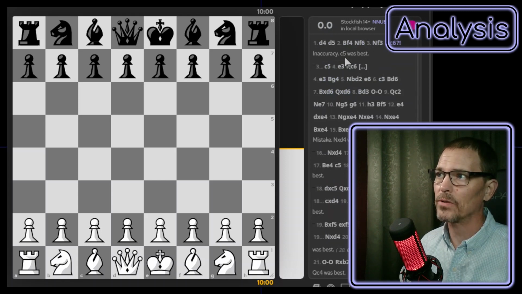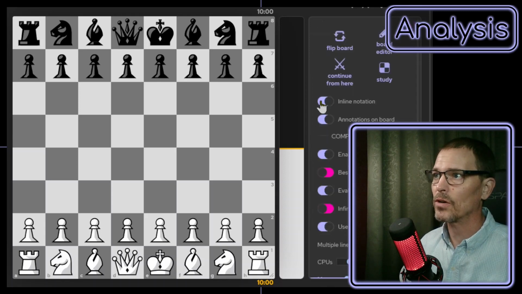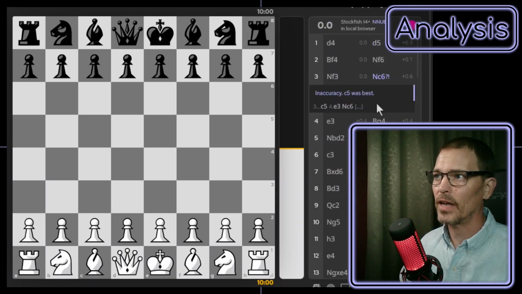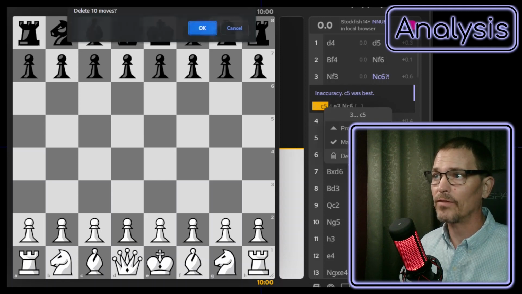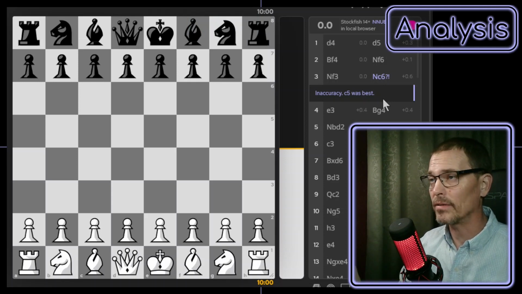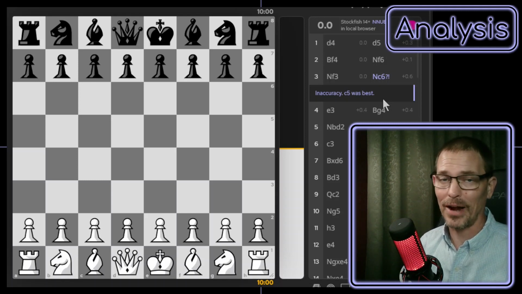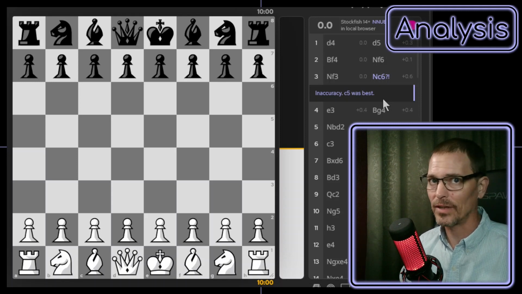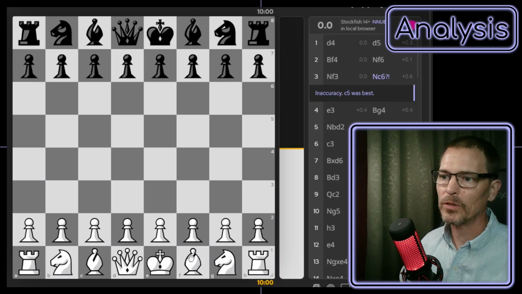And it still says Inaccuracy, C5 was best. And if you turn that off, it just lists the moves like this, but it still says Inaccuracy, C5 was best. Now, I do know how to get rid of these three moves that it lists after that. I can right-click on there and do Delete from here, click the confirmation button, and the string is deleted, but it still says Inaccuracy, C5 was best. So again, if any of you know how to not list those there, so I can just look at the game without there being an answer on the right-hand column, so I can try to find the answer myself, let me know.